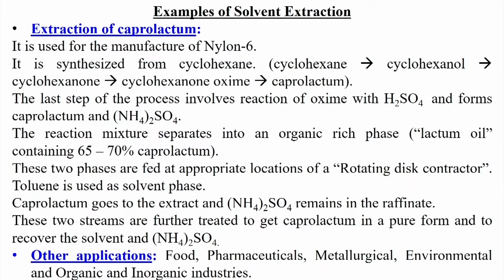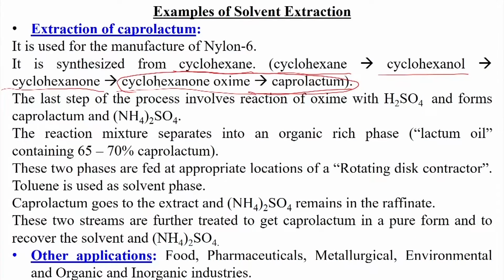Now, another example is the extraction of caprolactam, which is used to manufacture nylon 6. It is synthesized from cyclohexane. We are not going into the details of the process, but we will discuss one step where we can use the extraction process to separate a particular target component, cyclohexanone oxime. We start with cyclohexane, then go to cyclohexanol, then to cyclohexanone, then cyclohexanone oxime, and then from the oxime to caprolactam.